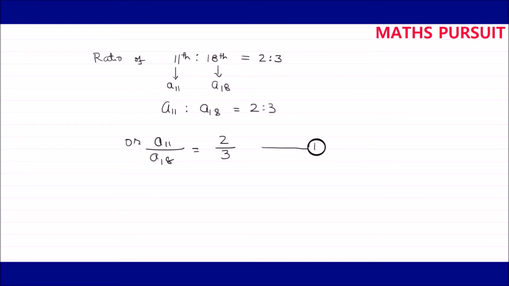Hope guys you understood what I'm doing here. I just named the 11th term as A11 and the 18th term as A18. This is what we usually do. So 11th is to 18th means A11 is to A18, which is equal to 2:3. Or as this is a ratio, I can write A11 upon A18 is equal to 2/3. And let us name this one as equation 1.